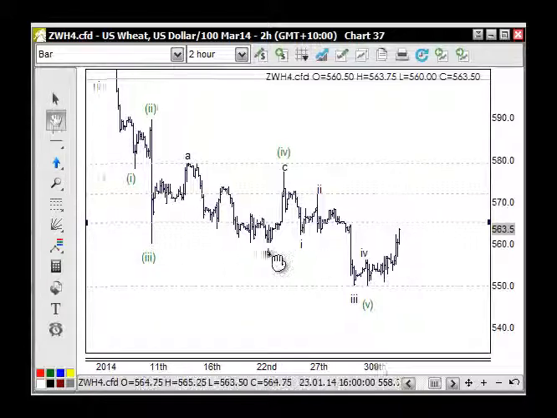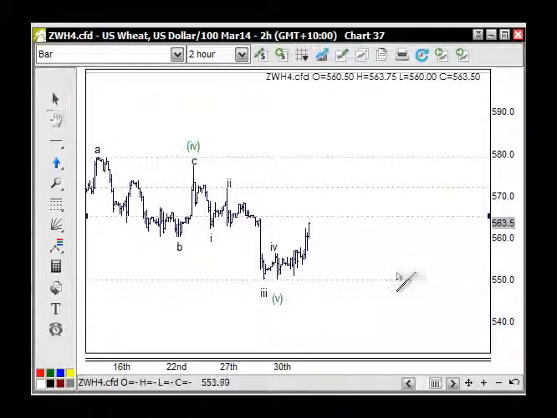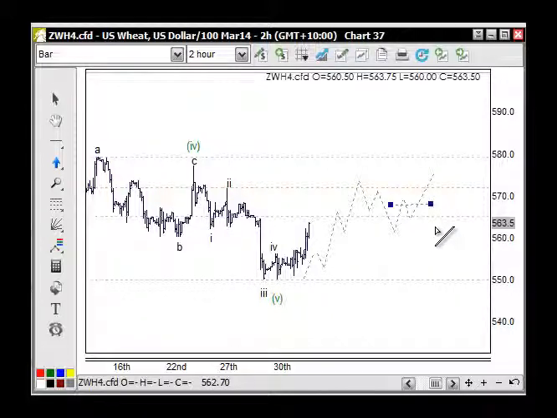What we mean by getting into shape, we would need to see an impulse wave to the upside like this, and then we'd need to see an A and a B and a C back, and then we can start looking at it from this point here. That would give us a stronger position to go from.